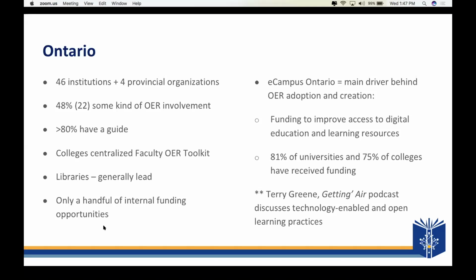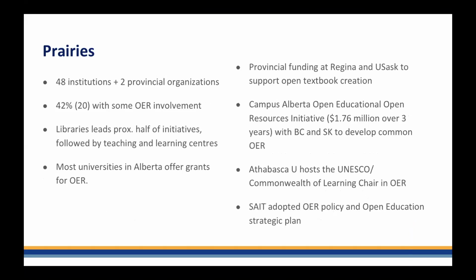So moving on to the prairies. We looked at 48 institutions and 2 provincial organizations. That's Manitoba, Saskatchewan, and Alberta. 42% have some kind of OER involvement. And again, the library leads in about half those cases, followed by teaching and learning centers. So that's not unusual. Again, it looks very similar to other provinces.